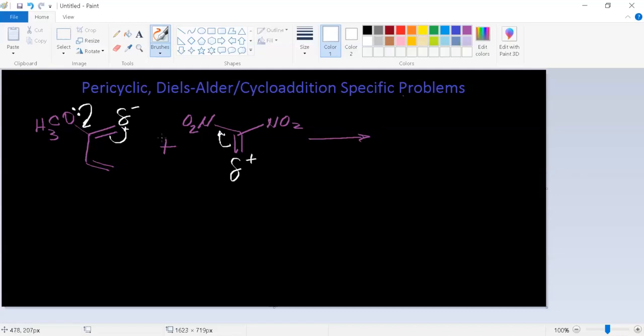They're not a mechanism. But we need to care about these partial positives and partial negatives. We know from general chemistry that opposites attract. So if we could match up our partial positive with a partial negative, that will give us the best interactions. So below, I'm going to draw the molecules the way that they're actually going to interact with each other.